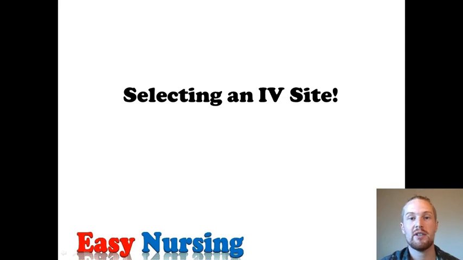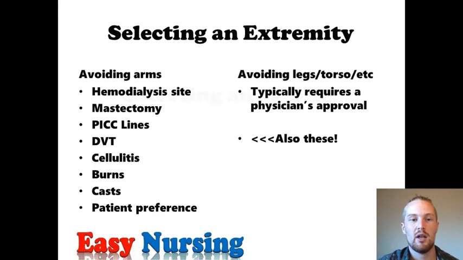So selecting an IV site, once you know where you got to put it, this is going to make the rest of it so much easier and you can actually do what you've practiced. So how do you pick an IV site? Well, first thing you want to do is determine in which extremity you want to put the IV in. So for starting, left arm versus right arm.